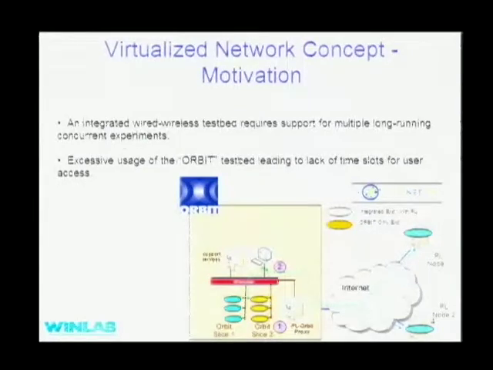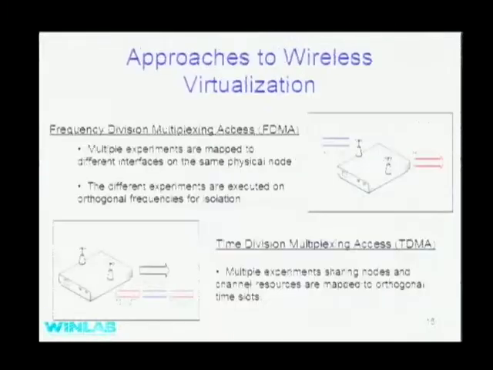Again, the motivation behind wireless virtualization is, one, the integration model that we had. There will be users who will want to run integrated experiments for a long time, so you might want to fit an ORBIT experiment in parallel with the integrated experiment. So you have to have some virtualization schemes. And one more thing was that the ORBIT testbed faced some excessive usage recently, so we were looking into allowing multiple users to run experiments concurrently.